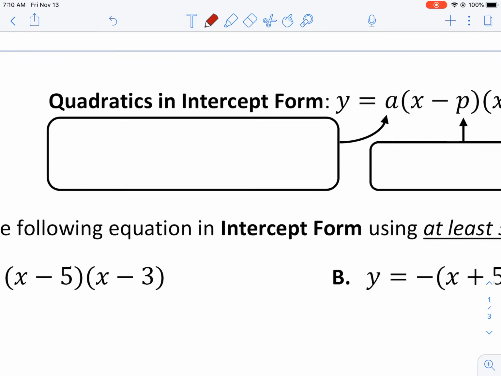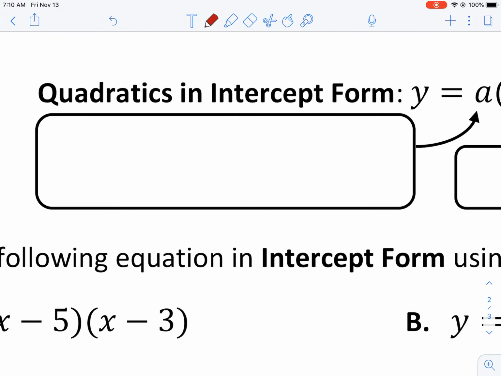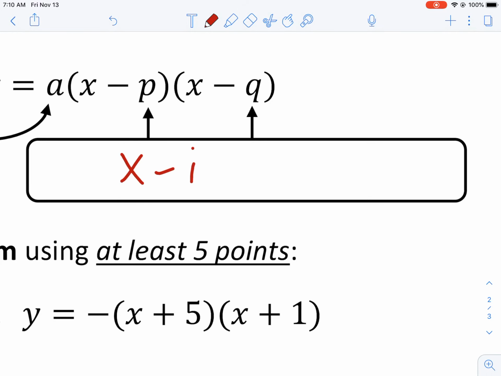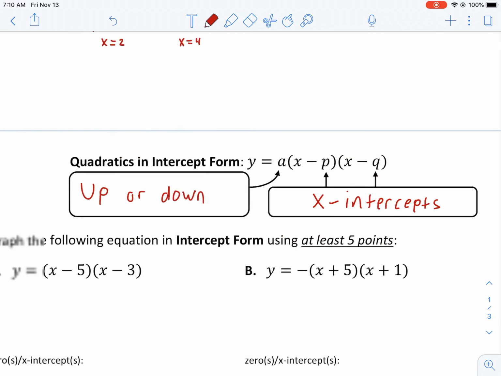That's good. Anyway, okay. So the a value does the same thing. It stretches and compresses the graph, but what we're actually interested in is whether the graph is going to be going up or down. That can be told from the a value. And the p and q, remember, those are our x-intercepts. So you actually factor it and then solve.